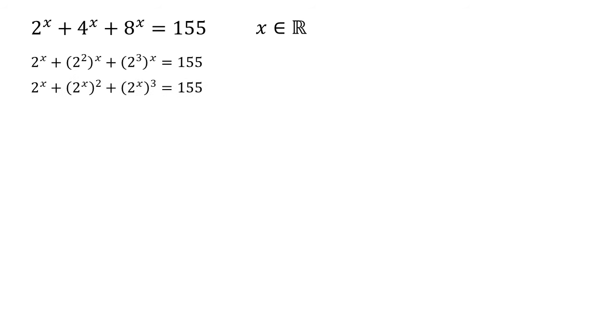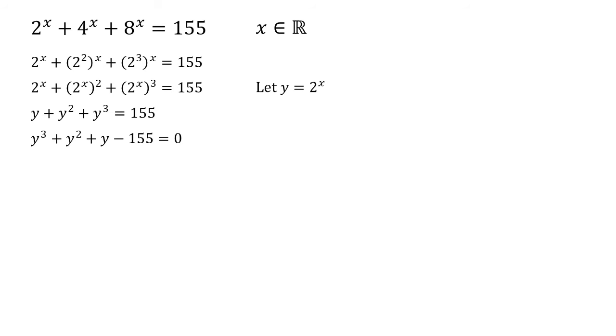So if we do that, we now end up with 2 to the power of x plus 2 to the x squared plus 2 to the x cubed equals 155. We've got a cubic. To make this a bit easier to solve, we're just going to let y equal 2 to the power of x. So we end up with y plus y squared plus y cubed equals 155. If we just rearrange this to get everything on the same side, we end up with y cubed plus y squared plus y minus 155 equals 0. So we now need to solve this cubic equation.